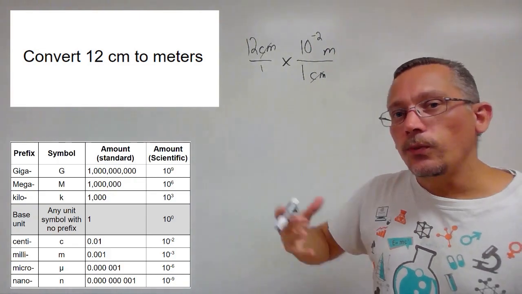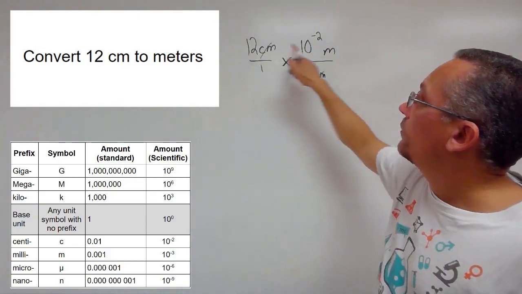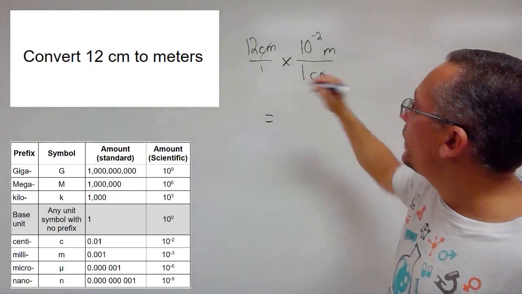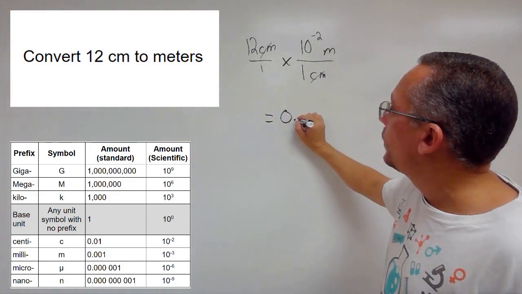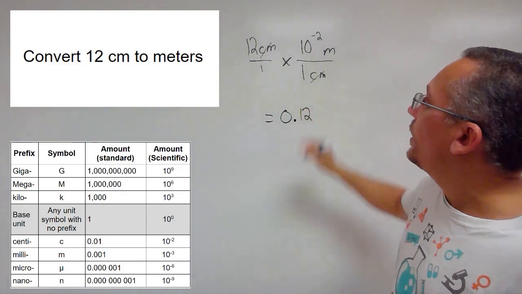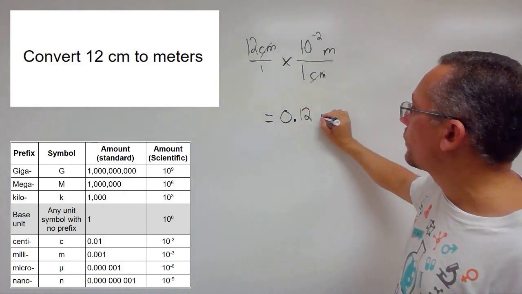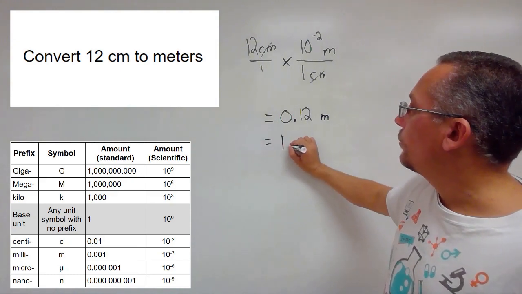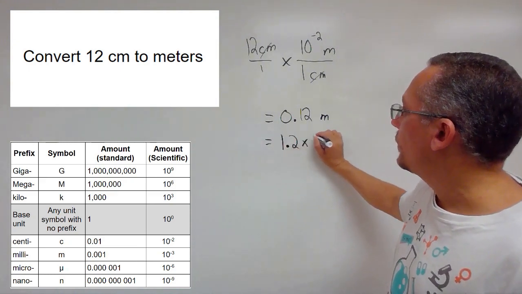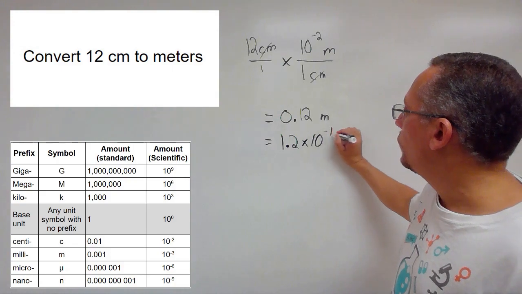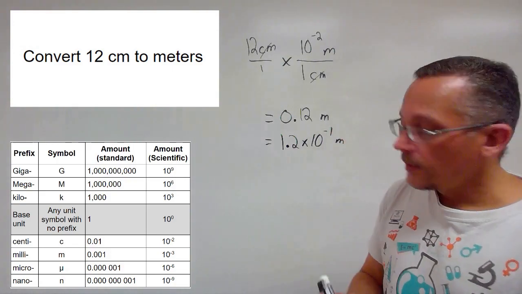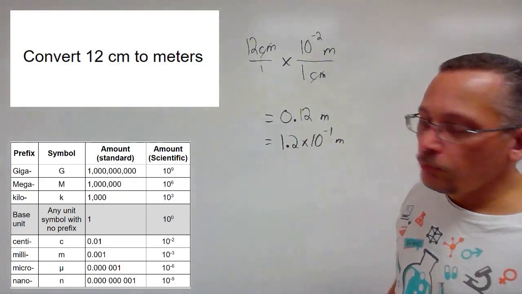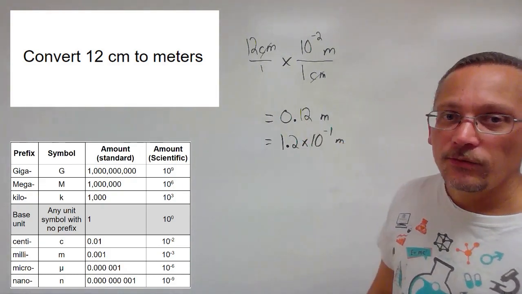Now all I have to do is work out the answer. So I have 12 times 10 to the minus 2, and that is 0.12, and my unit is meters. If you prefer to have it in scientific notation, you'd have 1.2 times 10 to the minus 1 meters. So 0.12 meters, or 1.2 times 10 to the negative 1 meters.